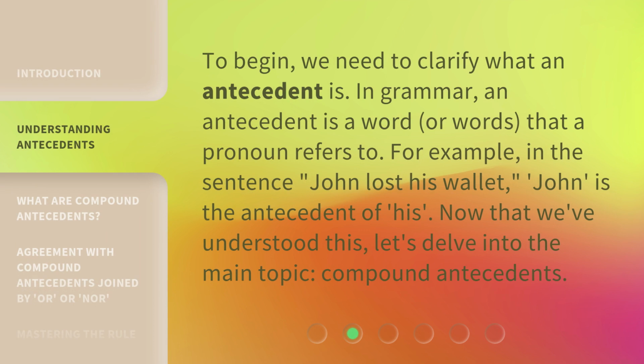To begin, we need to clarify what an antecedent is. In grammar, an antecedent is a word, or words, that a pronoun refers to. For example, in the sentence, John lost his wallet, John is the antecedent of his. Now that we've understood this, let's delve into the main topic: compound antecedents.